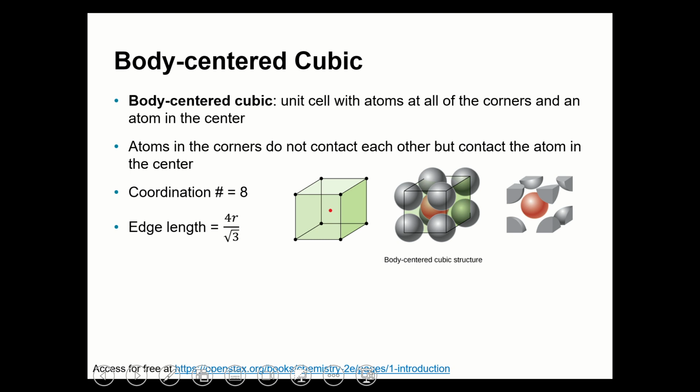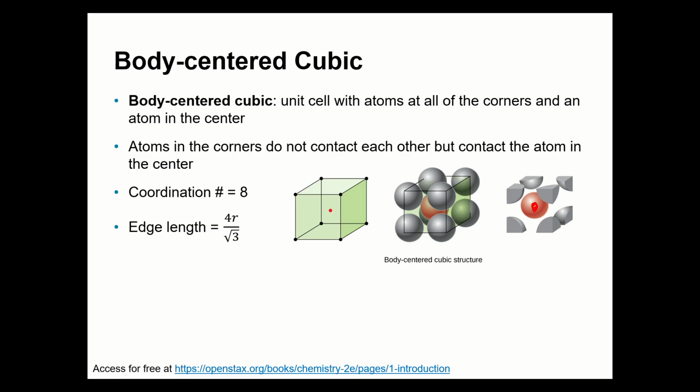Now, the second type that we're going to look at is the body-centered cubic. The body-centered cubic cell is going to be one where we have an atom located in the center, as well as those 8 atoms on each one of the corners. So the coordination number for a body-centered cubic is going to be 8. Right, and again, that's because if we look at this center atom, it's touching 8 different atoms around it. So it has a coordination number of 8. The edge length is a little bit more complicated, but it's 4 times the radius of an atom divided by the square root of 3.